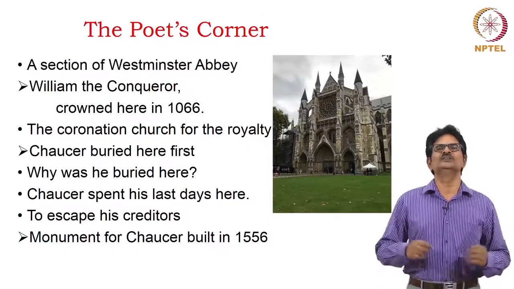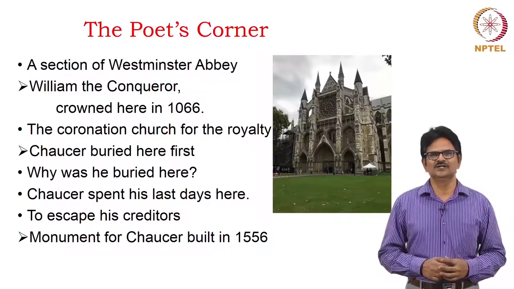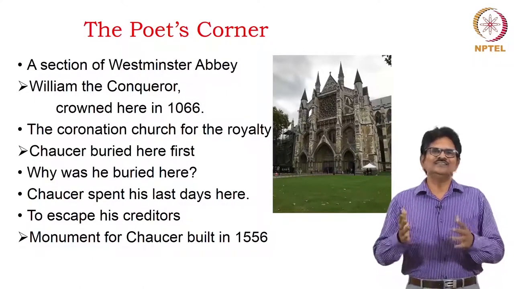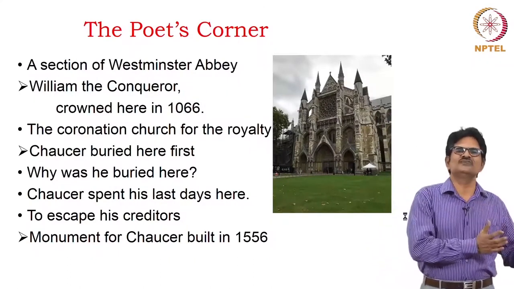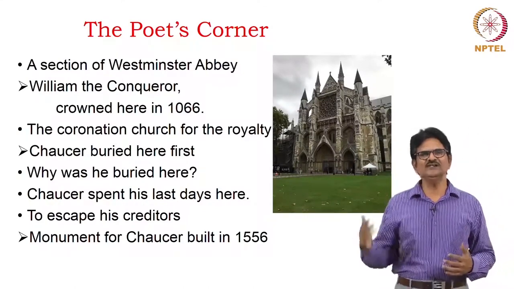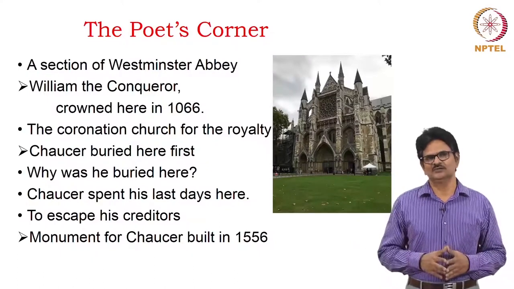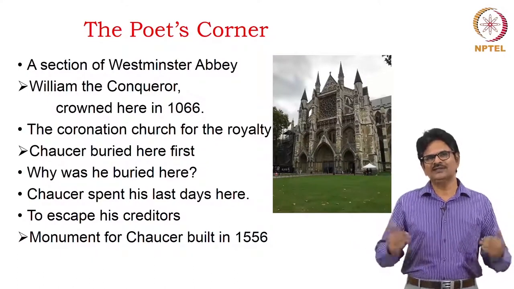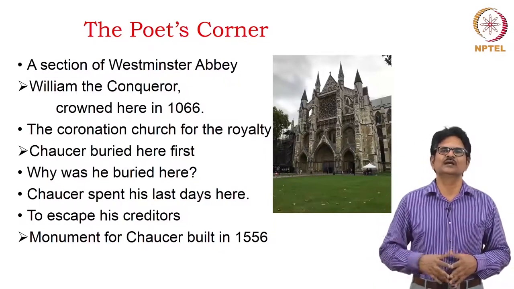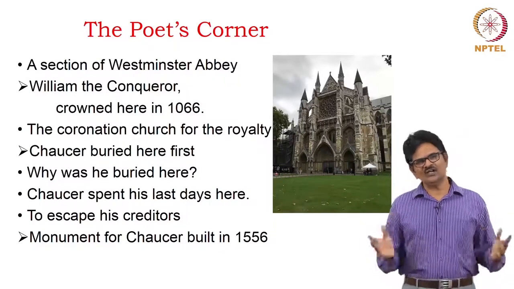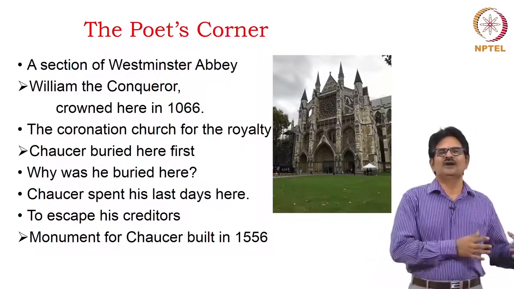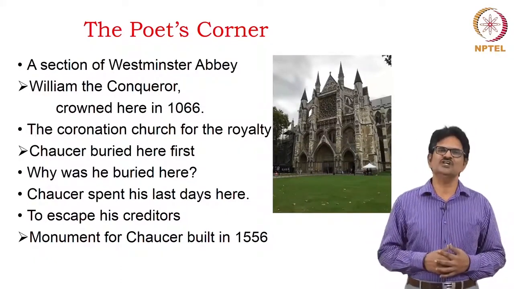There is a place called the Poet's Corner in England. This is a place of tourist attraction today. This is a section of the famous Westminster Abbey. It was here that William the Conqueror, who conquered England in 1066, was crowned as the King of England. Thereafter, the coronations of all kings and queens usually have taken place in this church.